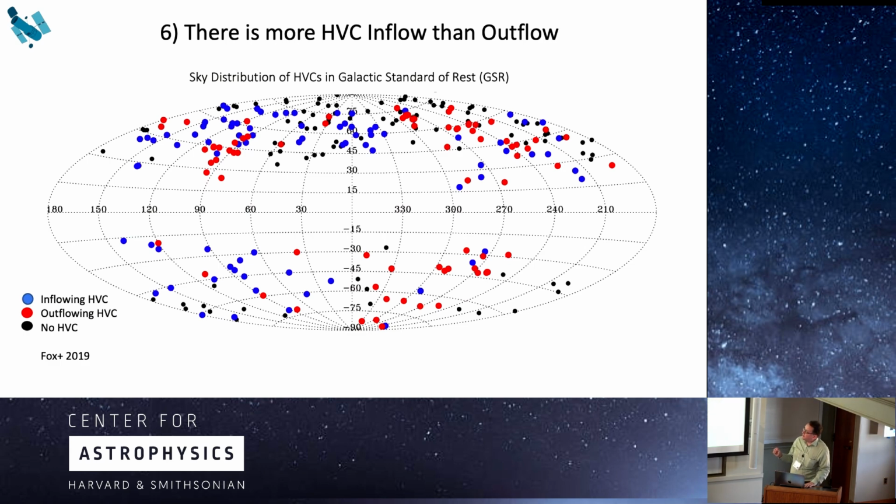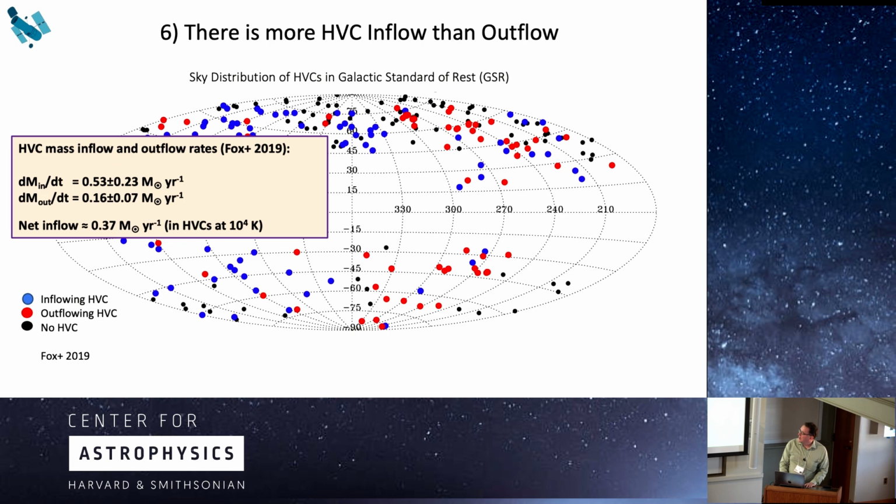There's more inflow than outflow in HVCs. This is a result we looked at a few years ago. And this comes from taking the Null Sky high-velocity cloud catalog in UV absorbers and splitting it into inflowing and outflowing components. And we can do this just with a simple kinematic cut. Is the velocity approaching the galaxy, or is it moving away? So we can take this population, split it into two, and then we can infer the mass flow rates of the high-velocity cloud gas in the inflow and outflow.